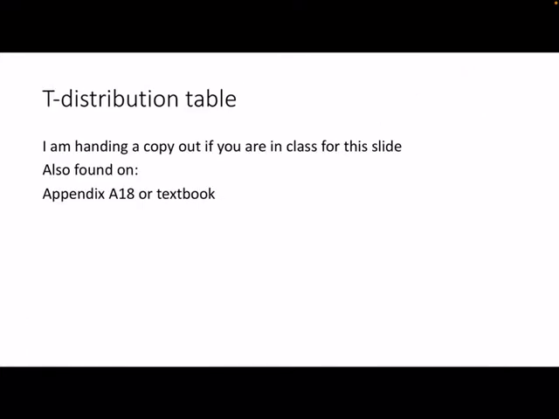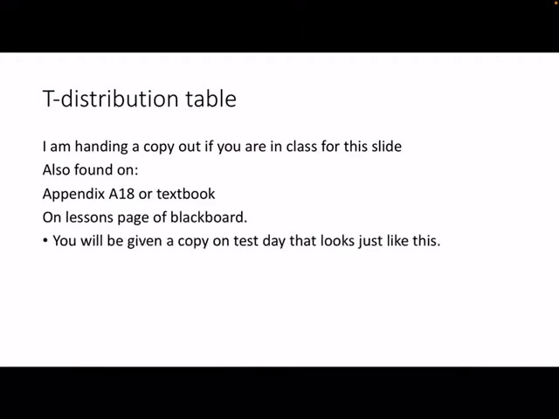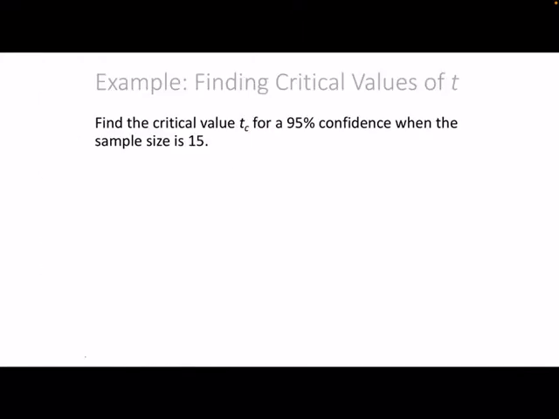Your table is in your packet if you were in class to grab a packet, or it's in the materials under chapter 6, materials. We are going to use the table to find what we call the critical values, which is a t with a little c down below, t because we're using a t-distribution. For a 95% confidence level when the sample size is 15.